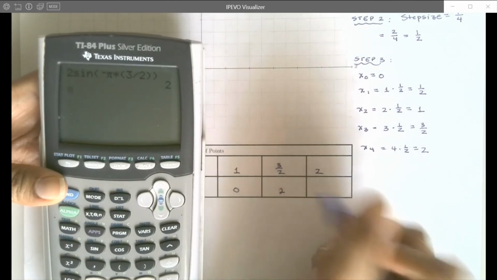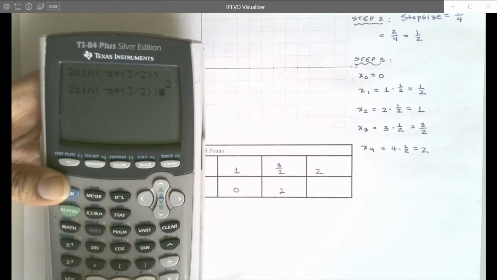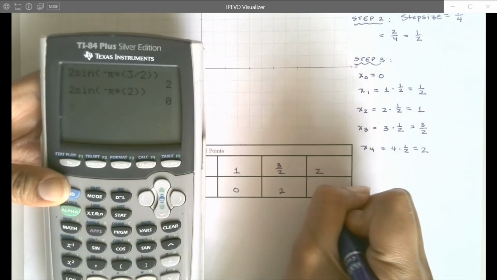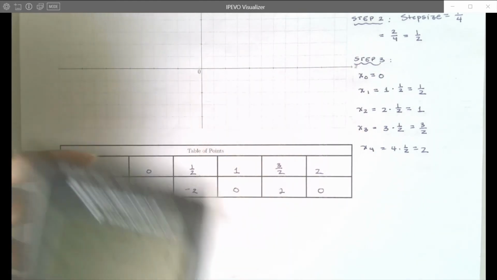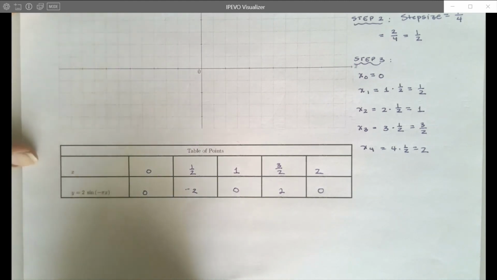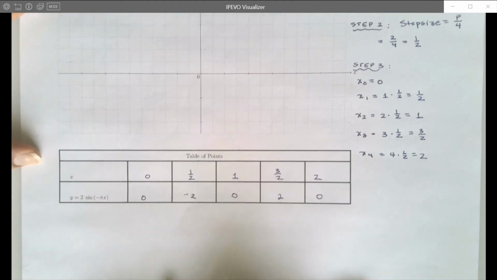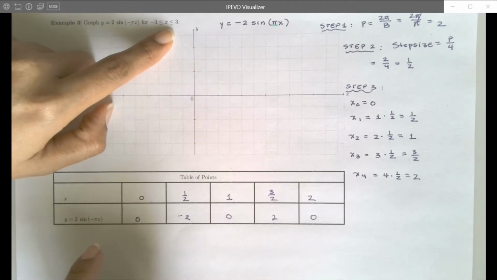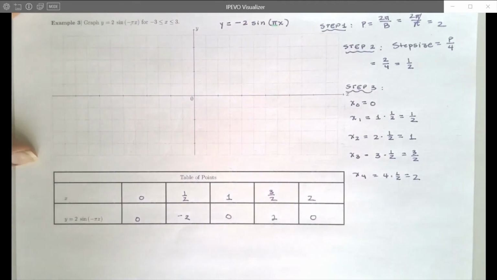We get 2. Next one is 2. We get 0. Okay, so let's plot these on our graph now. We need to make sure that we have all the way up to 3. So let's see, and that we can draw all of the half intervals.